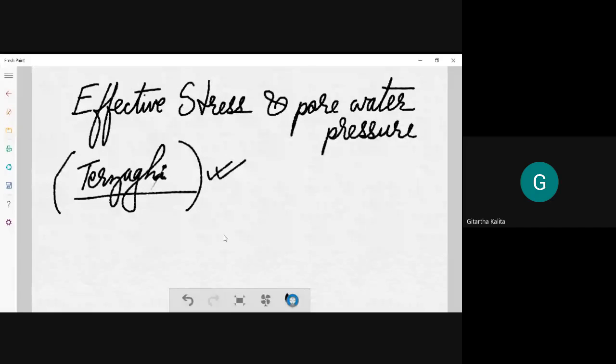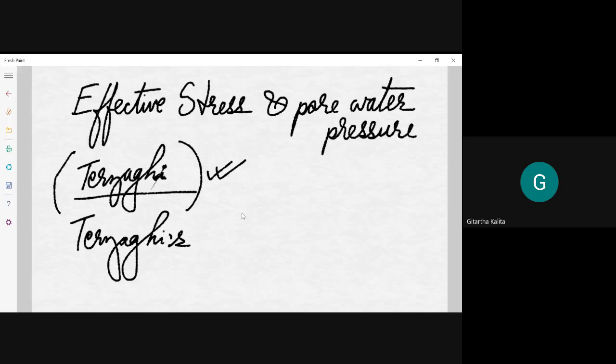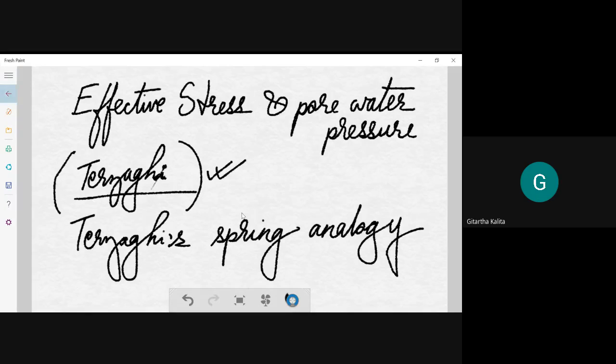Now he developed one way of determining and actually understanding the effective stress and pore water pressure, and that is called the spring analogy. Generally it is called Terzaghi's spring analogy. Okay, so what happened is, I'll take a new screen.